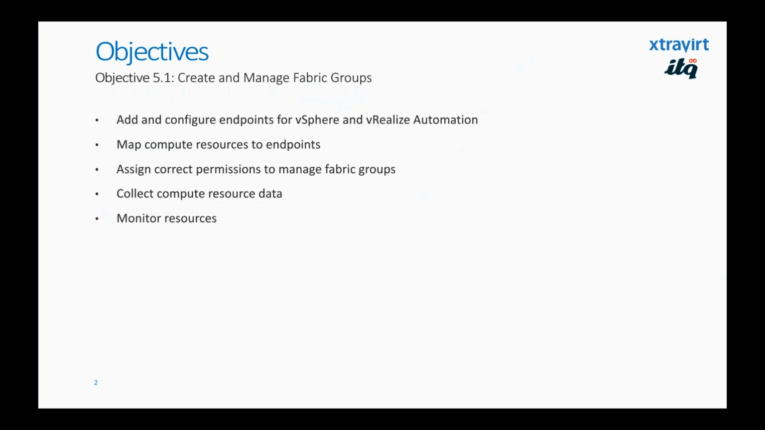So, objective 5.1. The topics that we're going to cover are how to add and configure endpoints for vSphere and vRealize Automation, how to map compute resources to endpoints, how to assign correct permissions to manage fabric groups, how you can collect compute resource data, and how you can monitor resources.